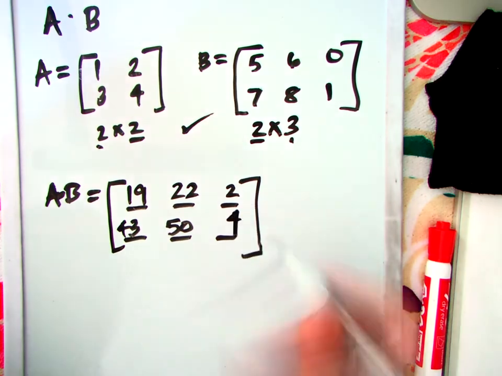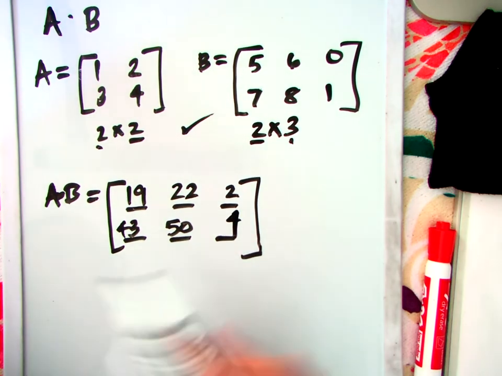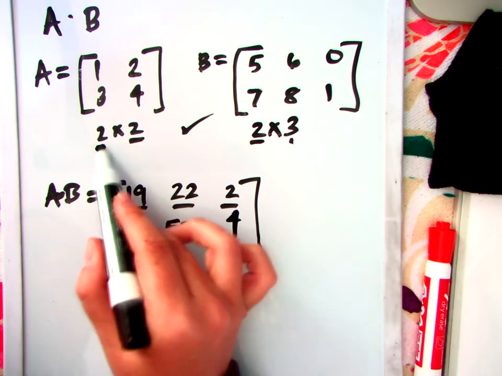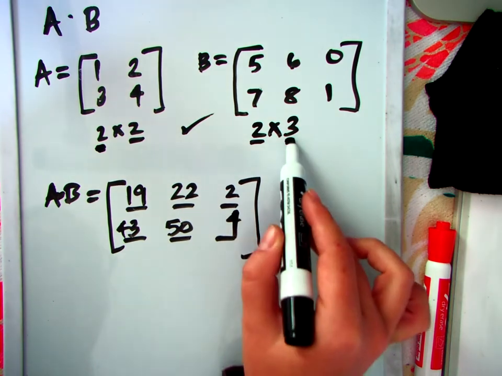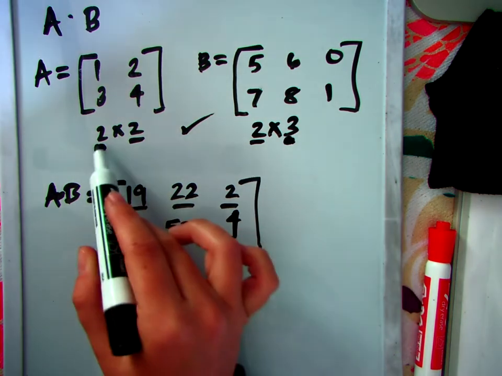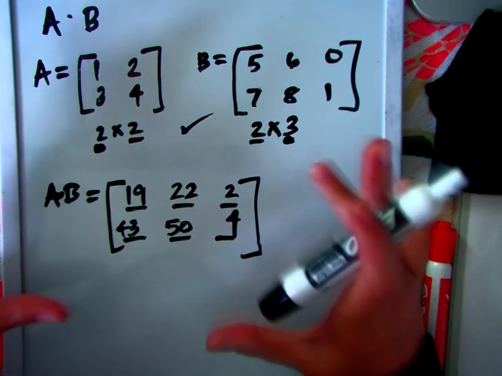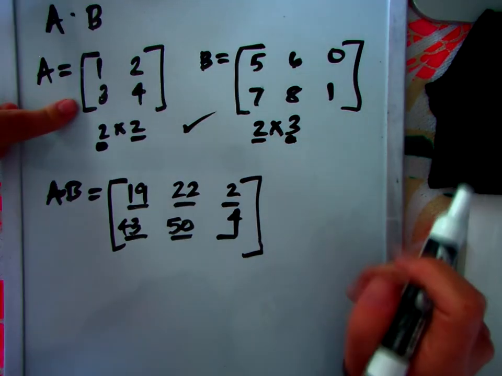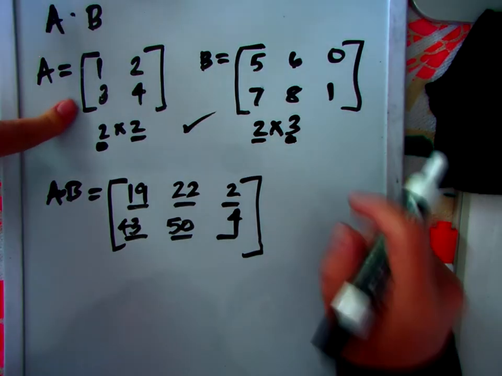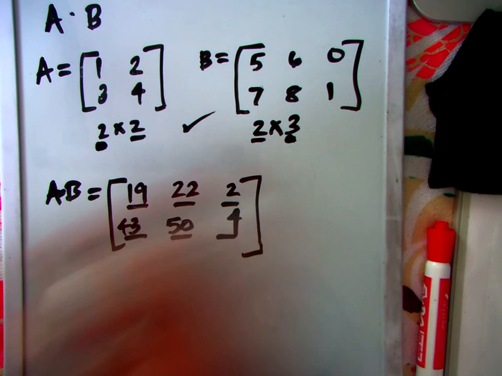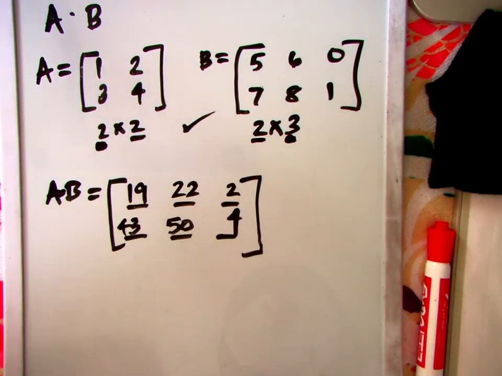Easy. So we can see this is always going to give us a 2 by 3 here. In general, your product will always have the number of rows of your first matrix and the number of columns of your second matrix. That's standard always and forever.